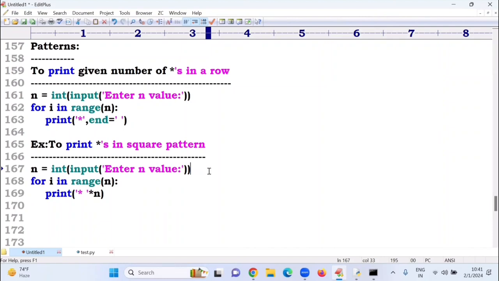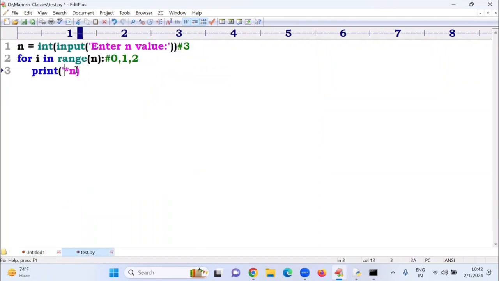Sir, instead of star, I want to print that number. Whatever number you are entering, that number I want to print. Suppose if I enter n value 3, my output is 3, 3, 3, 3, 3, 3, 3, 3, 3. A number you have to repeat. Instead of star, n. Correct. Sir, instead of star, you can give n, he is telling.